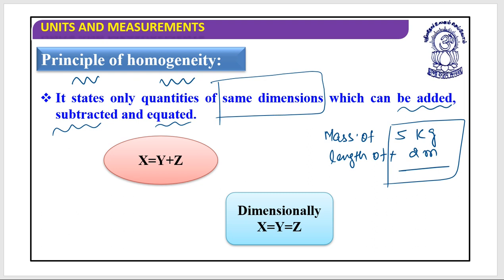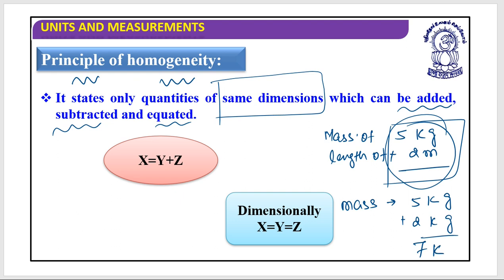You are thinking how this is possible. You cannot add kg and length. You cannot add it. Okay, so let's say according to the new numerical, an object having a mass of 5 kg, another object having a mass of 2 kg, you simply add this. Now you are okay with this.